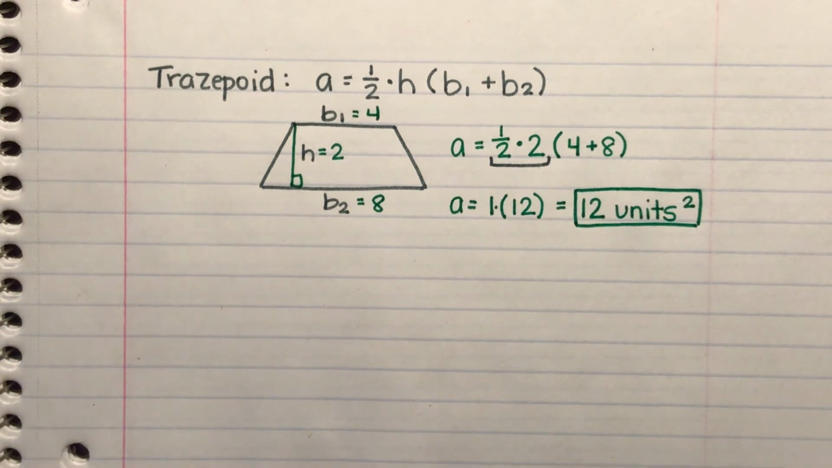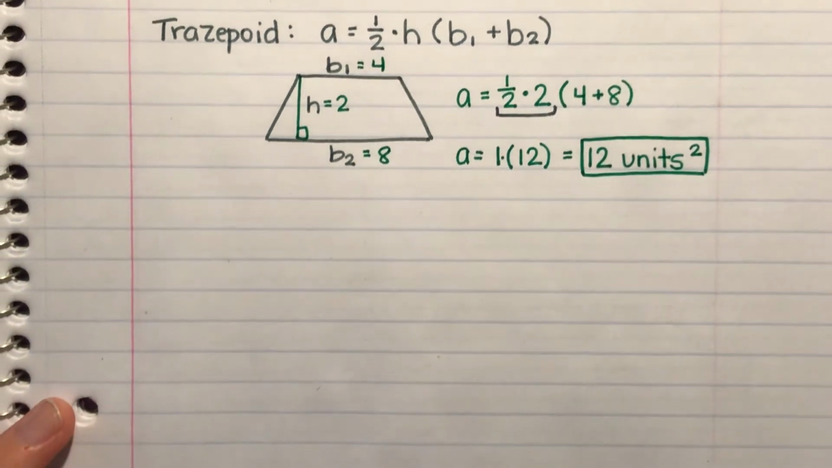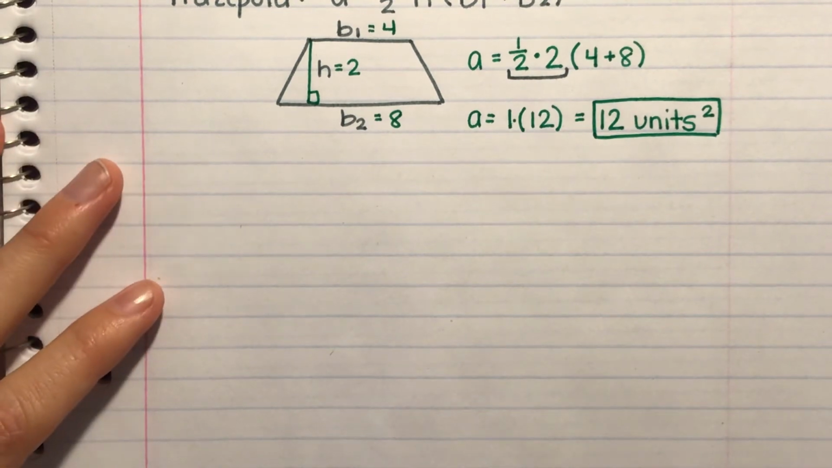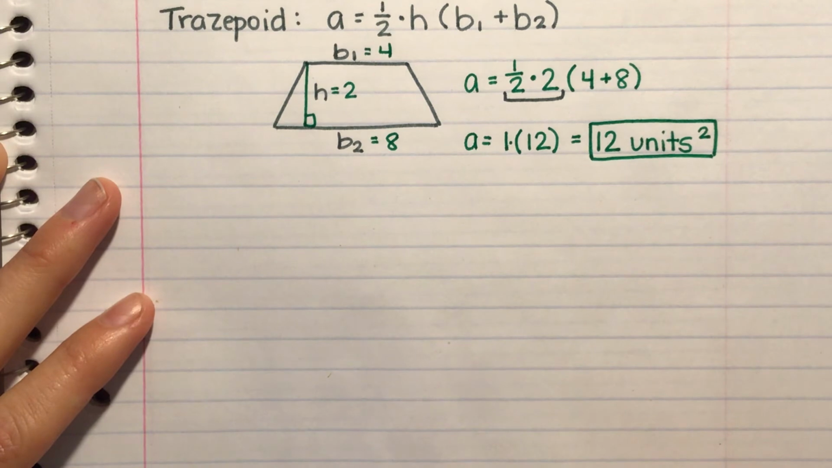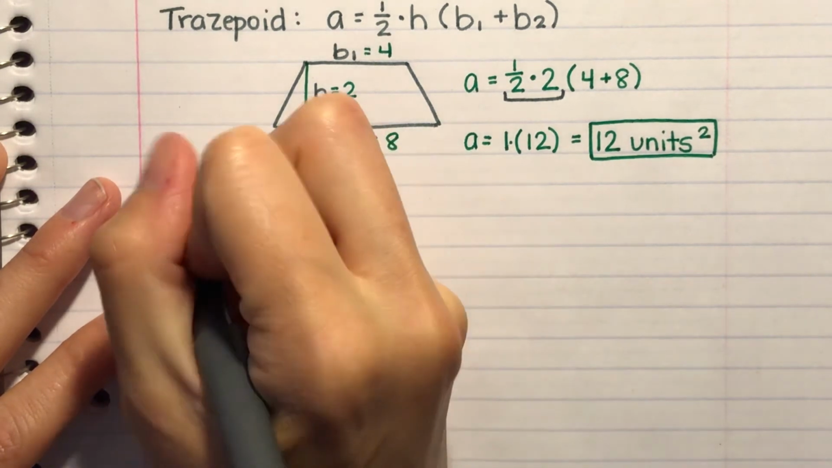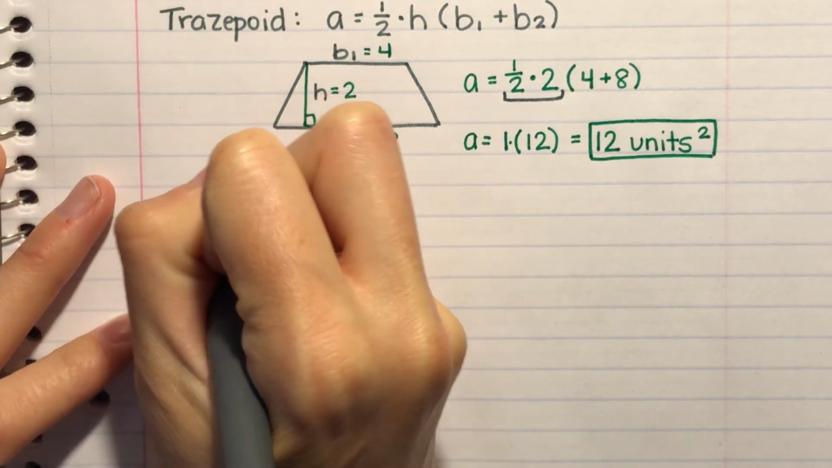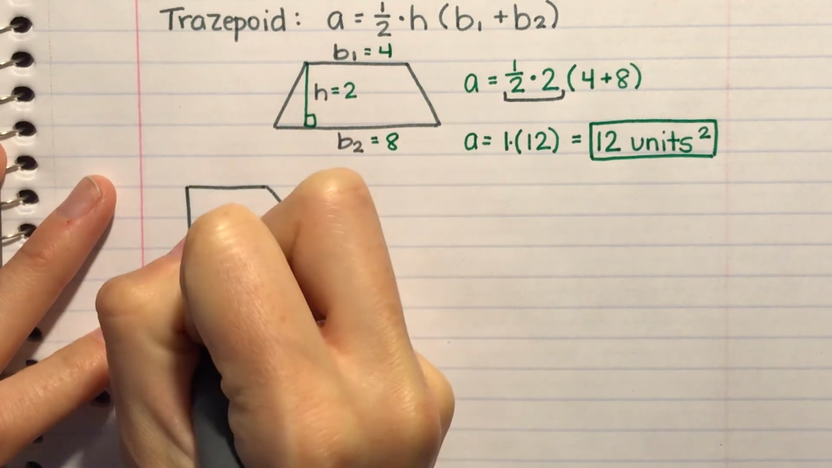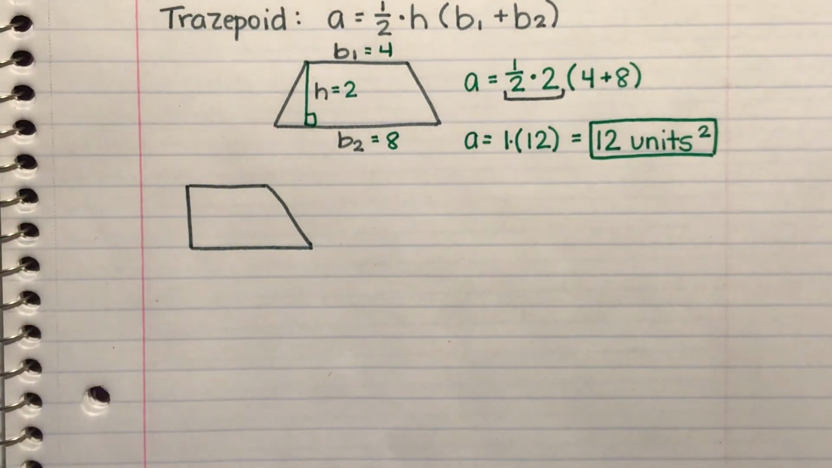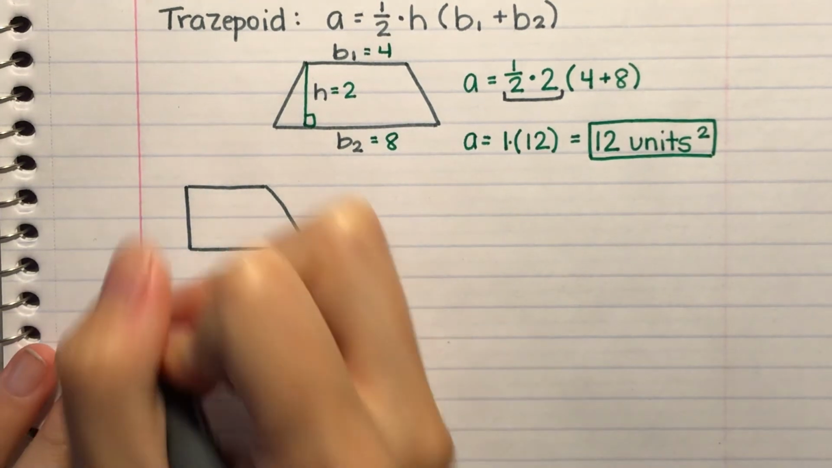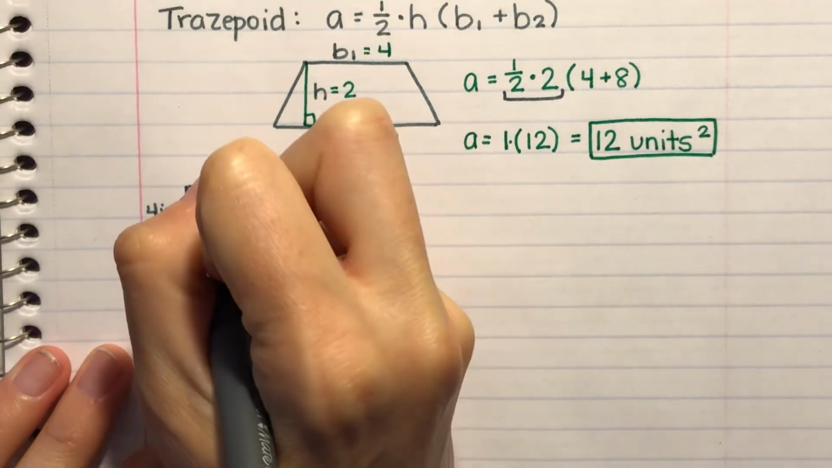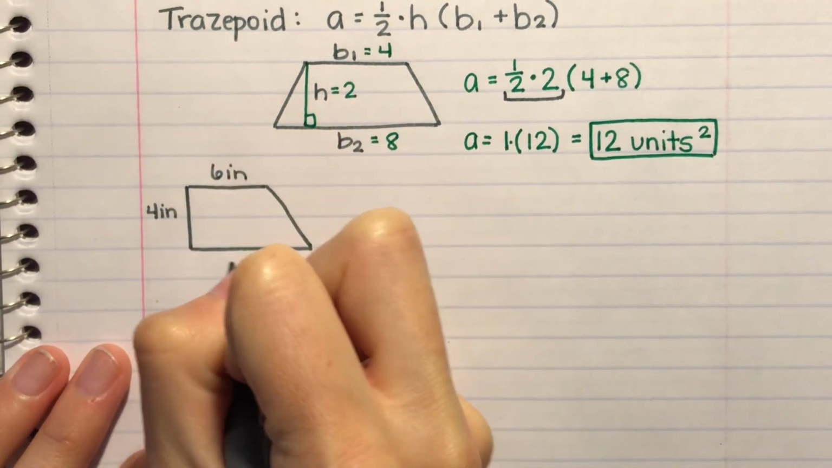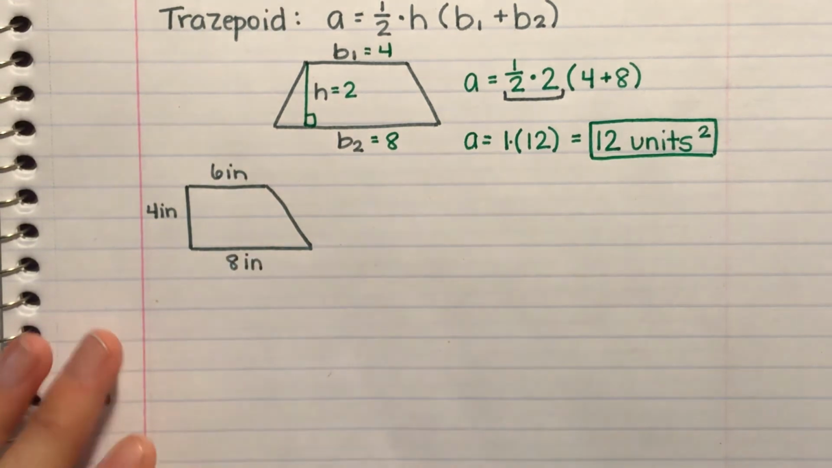All right, let me show you one more. All right, so this guy, same idea. He's just going to be shaped a little different, but again, it's a trapezoid. All right, so here's my trapezoid. All right, and on the side here, I've got 4 inches. On the top, I've got 6 inches. On the bottom, I have 8 inches.